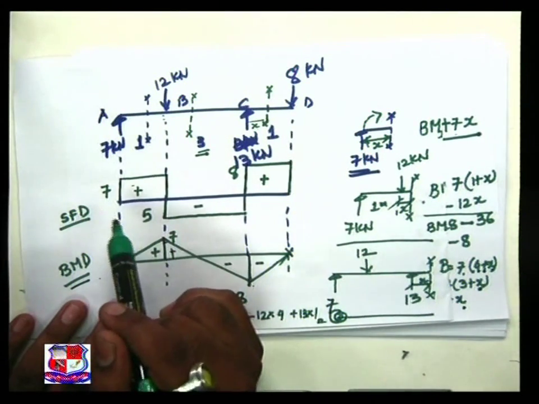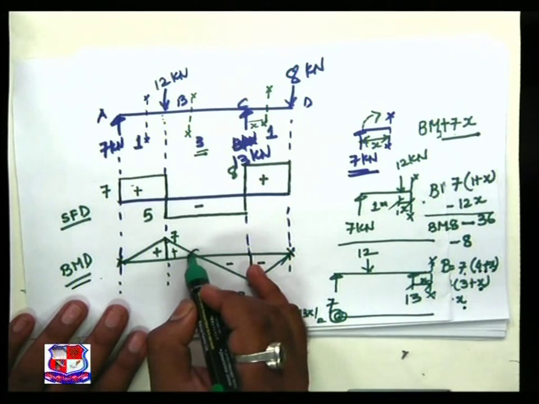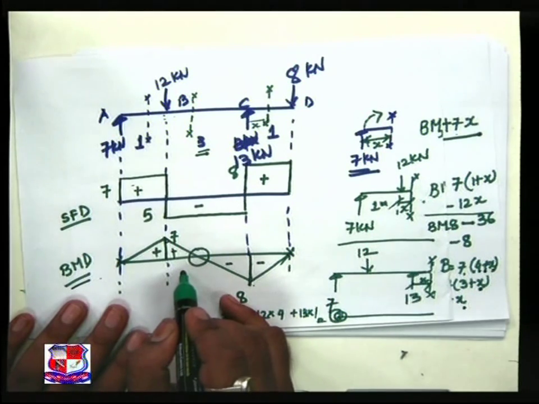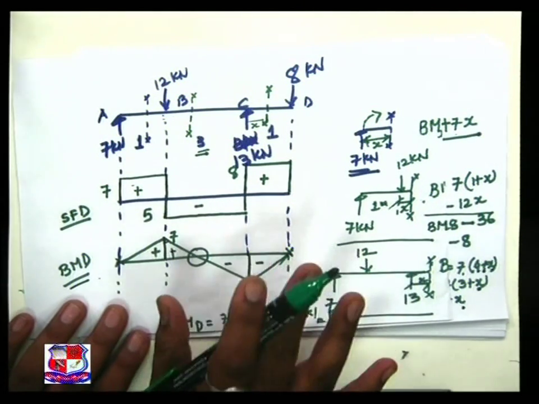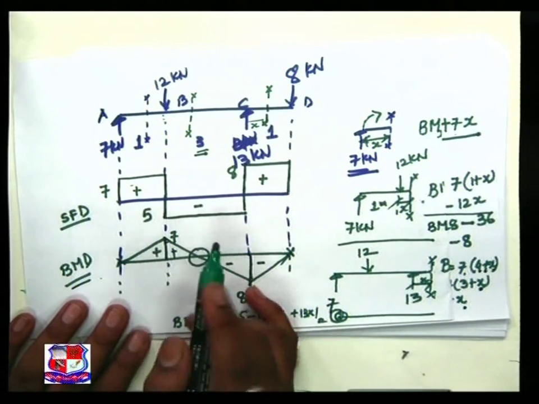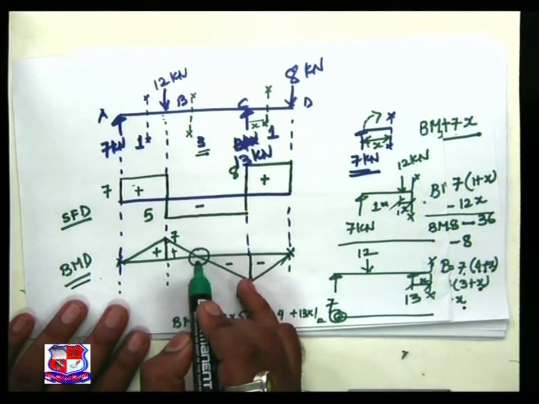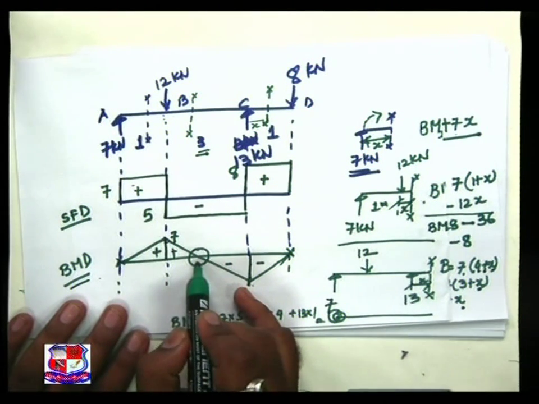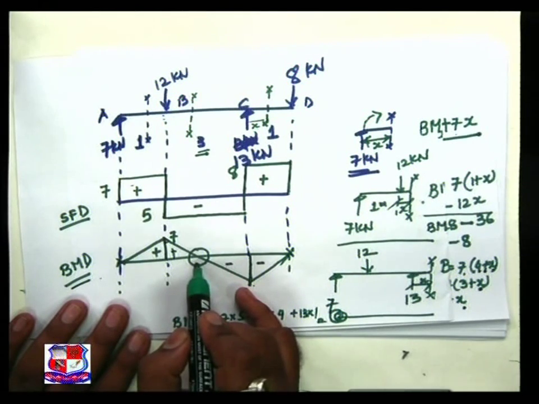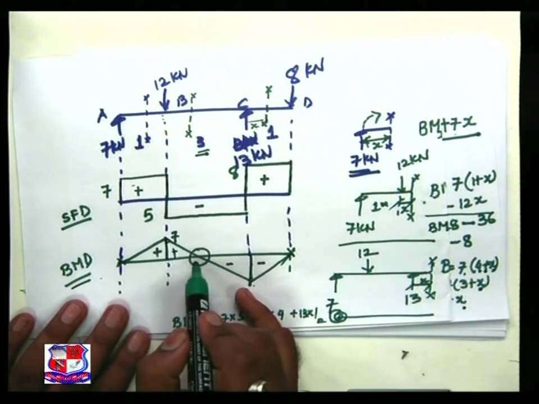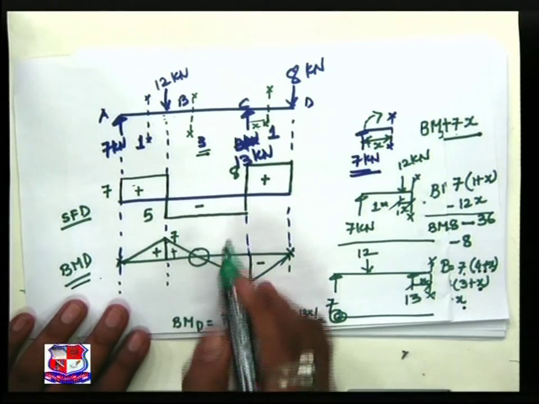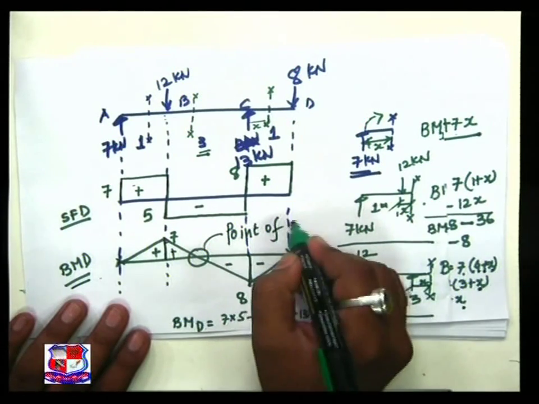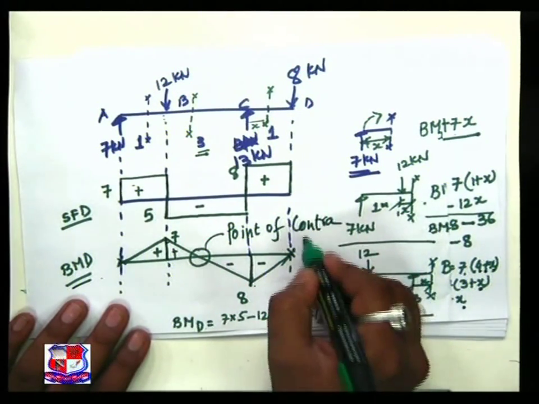Second issue, there is a certain point where bending moment is 0. This is a new concept, a new point. Up till now in various lectures we have discussed, this point never arose. The point where bending moment is 0 is known as the point of contraflexure. It is a very interesting and important point to note down. This point is known as the point of contraflexure.